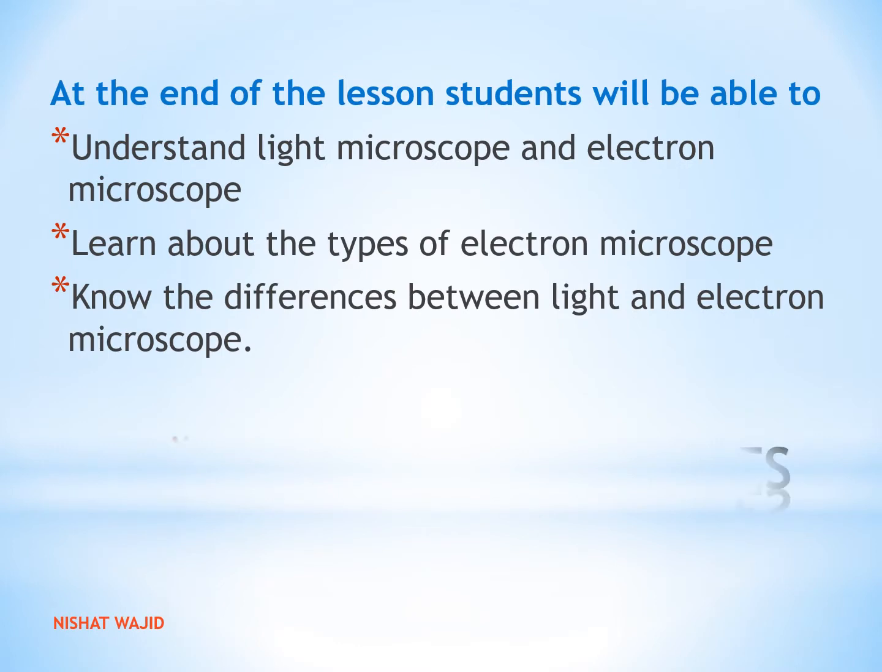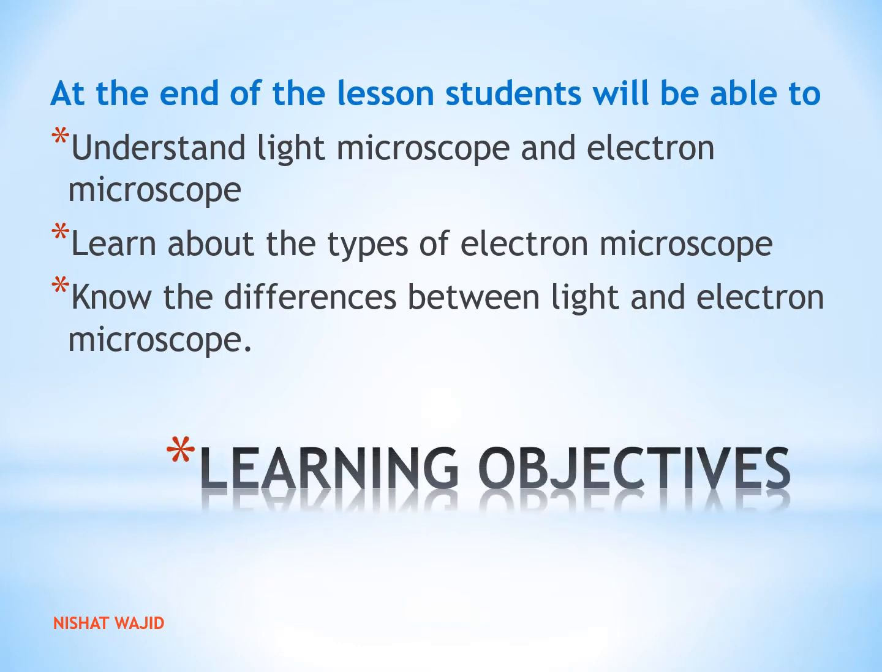Learning objectives. At the end of the lesson, dear students, you will be able to: Number 1. Understand light microscope and electron microscope. Number 2. Learn about the types of electron microscope. And lastly, know the differences between light microscope and electron microscope.